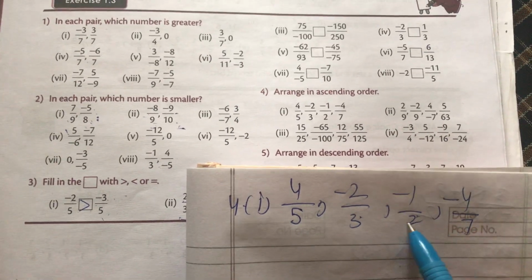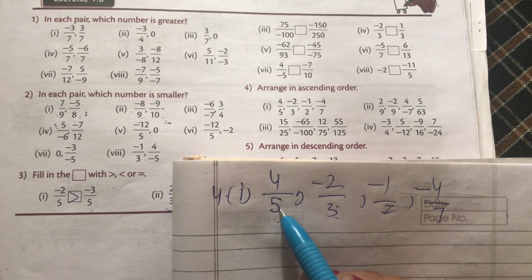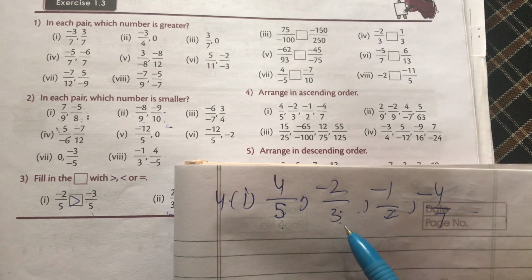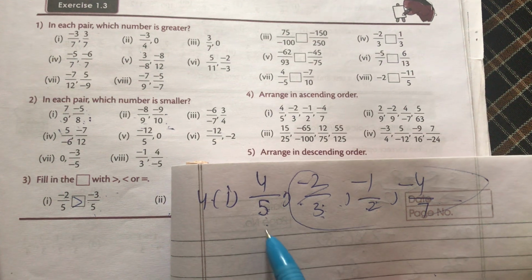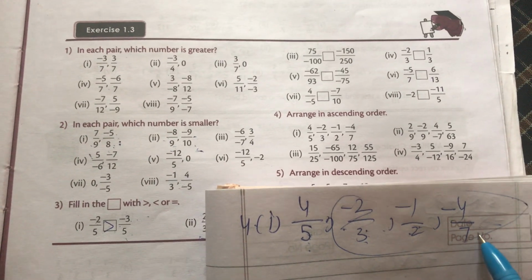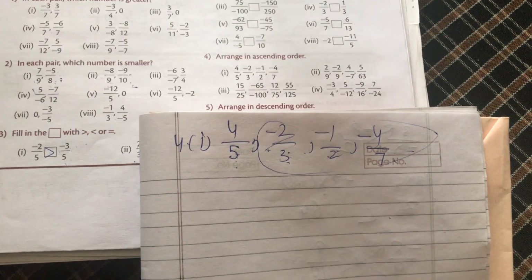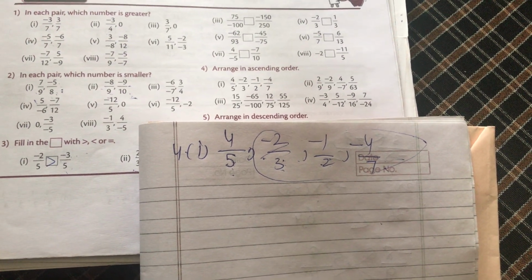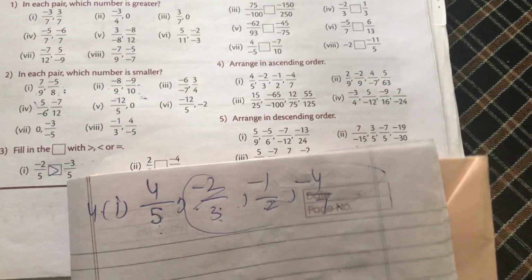Clearly these three rational numbers are negative and the first one is positive. So this one is the greater number among these numbers. First of all we will compare these three. So let us take the LCM of the denominators of the rational numbers. We will make the denominators equal, then we will compare the numerators of the given rational numbers, then we will arrange them in ascending order.